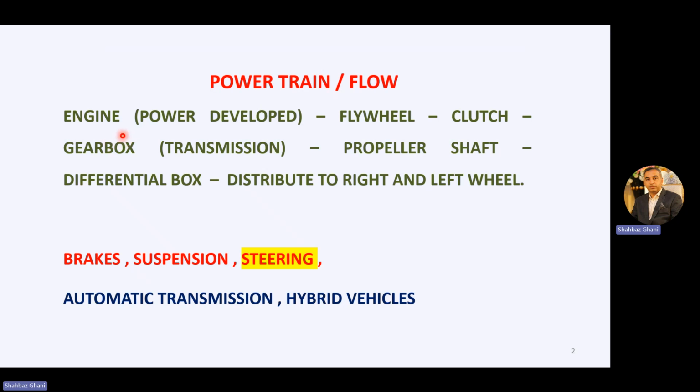First, we have the engine where the power is developed, then it goes to the flywheel and clutch, then the gearbox, transmission, and propeller shaft, the differential box, and then it is distributed to the right and left wheel. Then we have the light systems, the brake, the suspension, and the steering, which is our topic of today. So first, a quick recap of the four parts which we have covered previously.